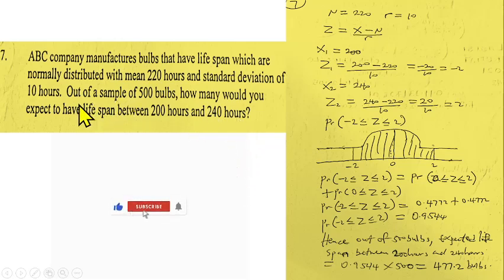But we also say that we should find it out of a sample of 500 bulbs. So how many will have this lifespan? Whatever you get here, you multiply by the number of samples given to you, which is 500, and that will give us 477.2 bulbs having a lifespan between 200 hours and 240 hours. I hope you understand question number 7 very well.